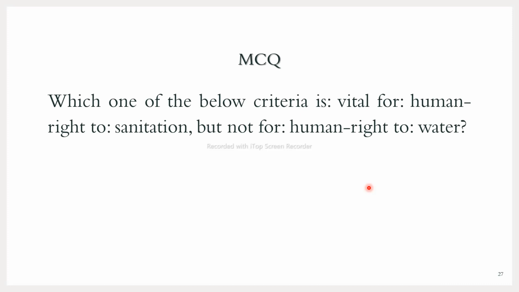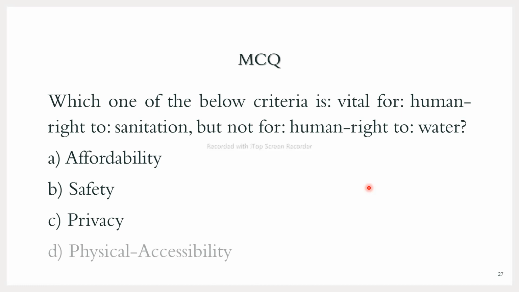Okay. Now next MCQ. Which one of the below criteria is vital for human right to sanitation but not for human right to water? Option A, affordability. Option B, safety. Option C, privacy. Option D, physical accessibility. Which one of the following criteria is vital for human right to sanitation but not for human right to water? It is related to sanitation but not to the right to water.